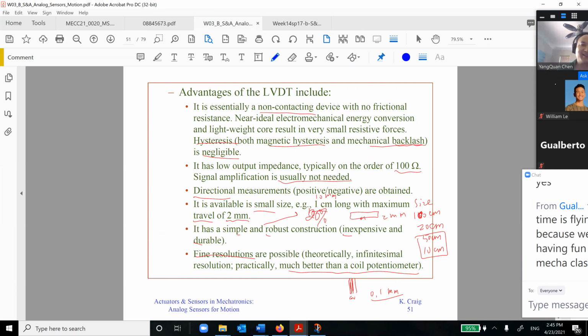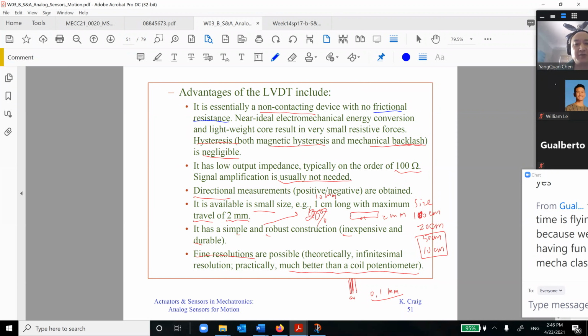So advantages. Let's make a summary of this. There's no real mechanical contact, so you have no friction resistance. This is opposed to potentiometers, where you do have friction. So it's almost ideal electromagnetic energy conversion, with a lightweight core and very small resistive force. Hysteresis in this case is usually very small. It exists, but it's very small.